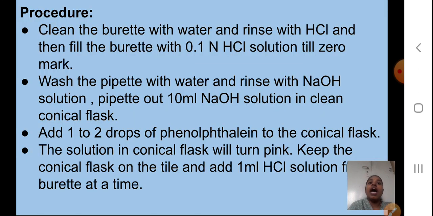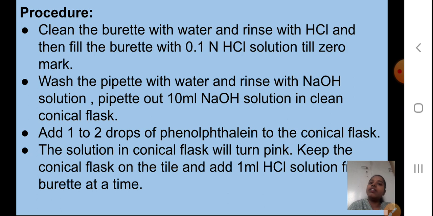Now, our procedure. What is our procedure, students? Clean the burette with water. First, we are going to clean the burette with water and rinse with HCl, and then fill the burette with 0.1 normal HCl solution till the 0 mark. As I told you, you can have a burette of 50 ml or 100 ml. If I am taking a 50 ml burette, I am going to fill it up to the 0 mark.